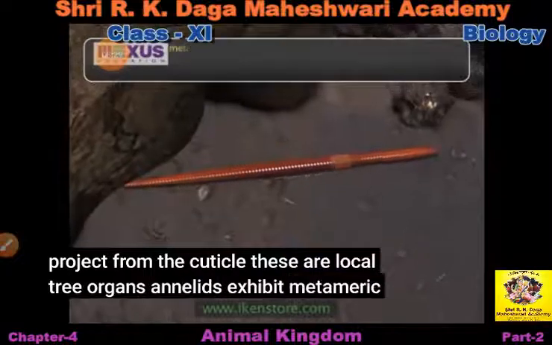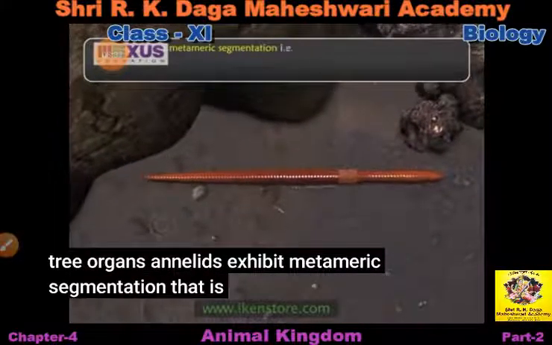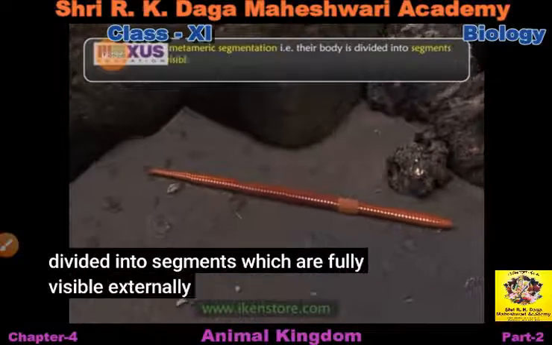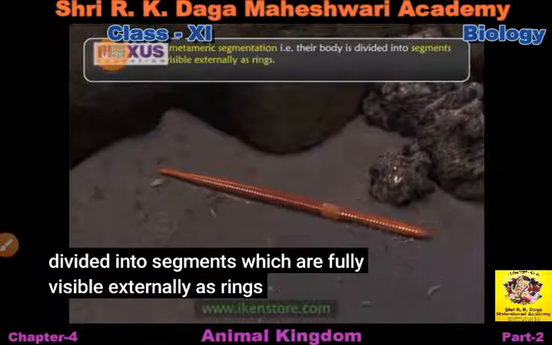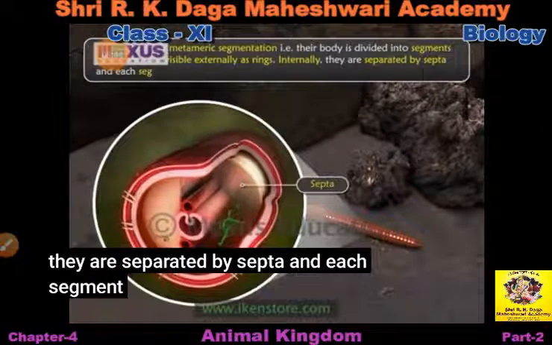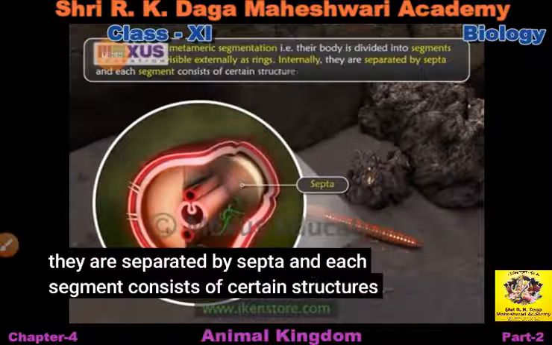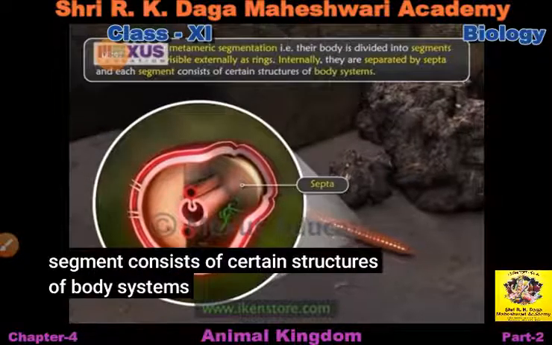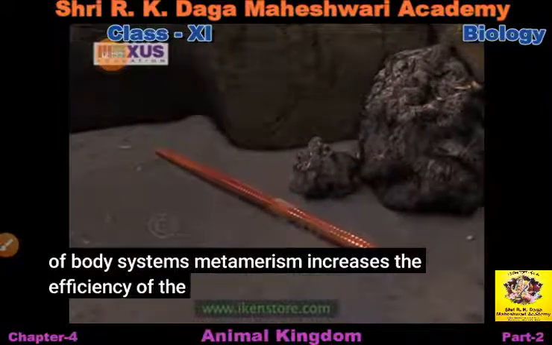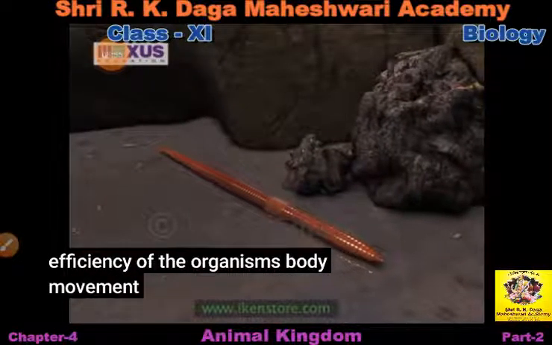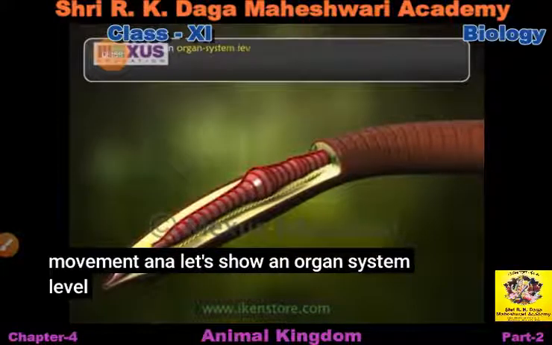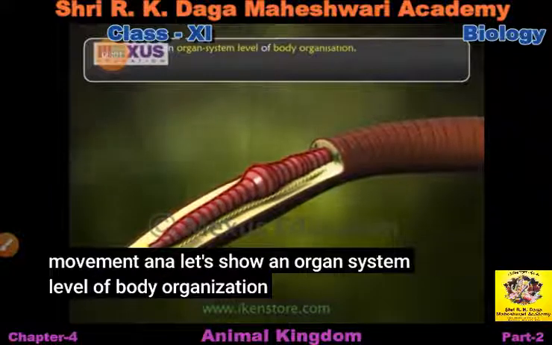Annelids exhibit metameric segmentation. That is, their body is divided into segments, which are fully visible externally as rings. Internally, they are separated by septa, and each segment consists of certain structures of body systems. Metamerism increases the efficiency of the organism's body movement. Annelids show an organ system level of body organization.